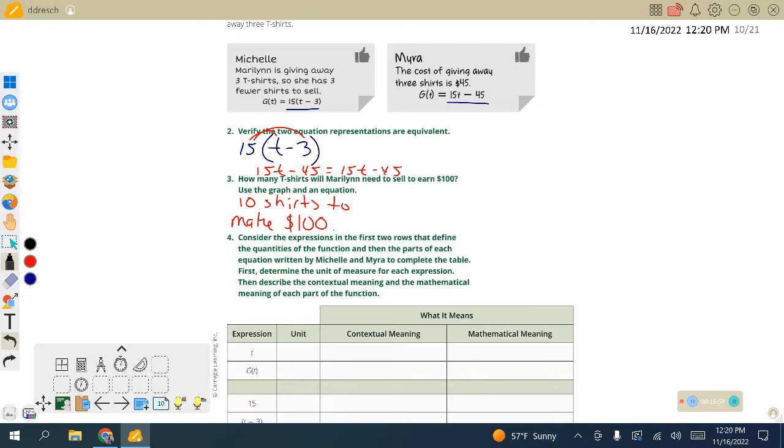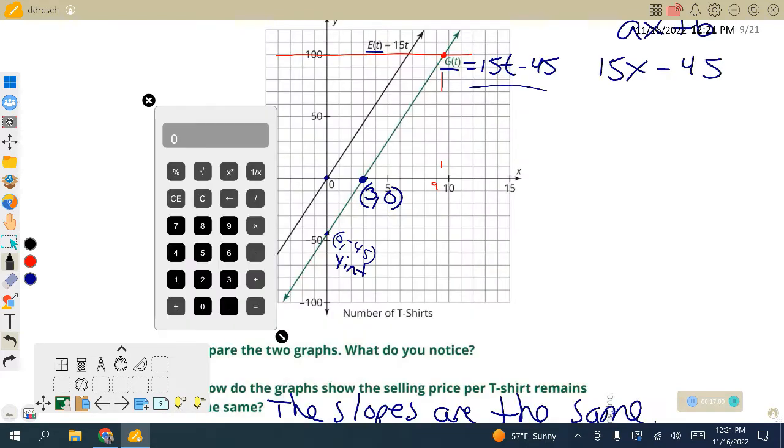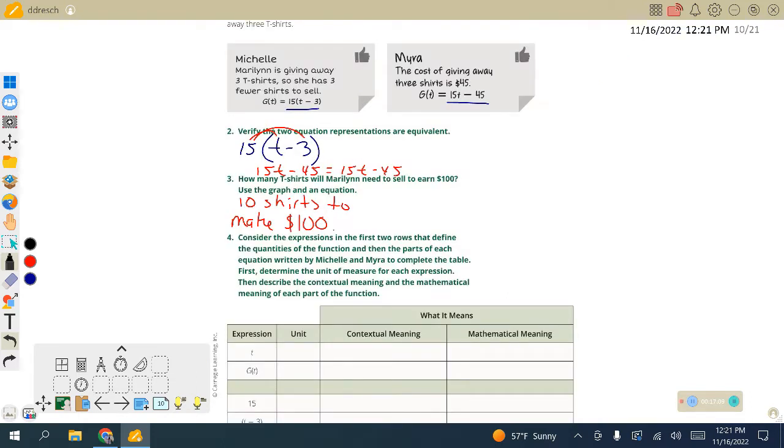I can't look at my graph. Does my graph go past, what does it go past? 120? Okay. If I want to know $200 or $300, I can't use my graph anymore. So this is where we go on our computers, our calculators, I mean, and we solve an equation. So let's redo that.